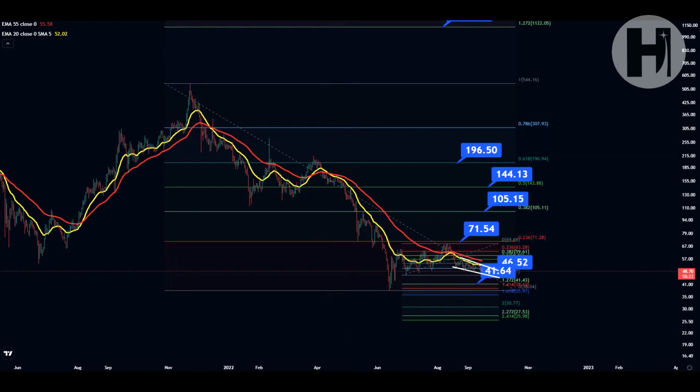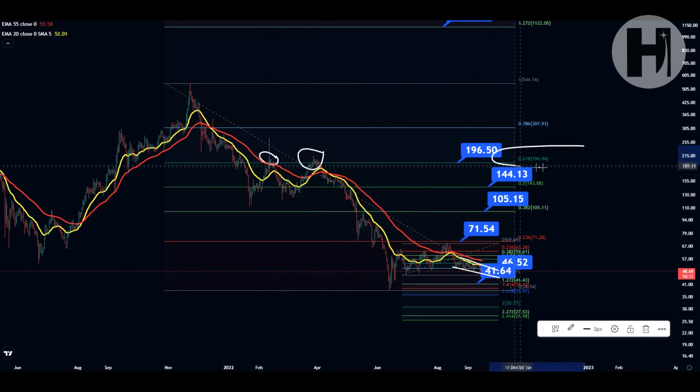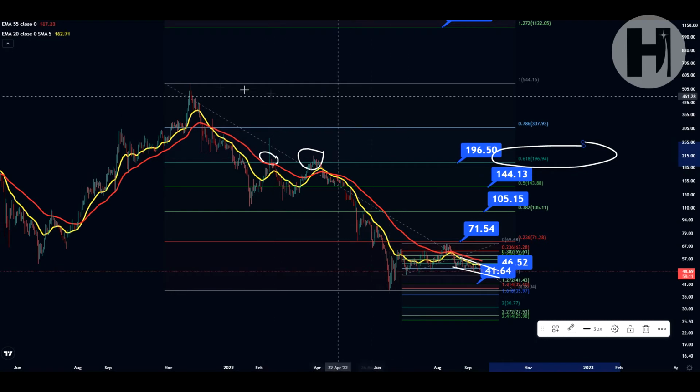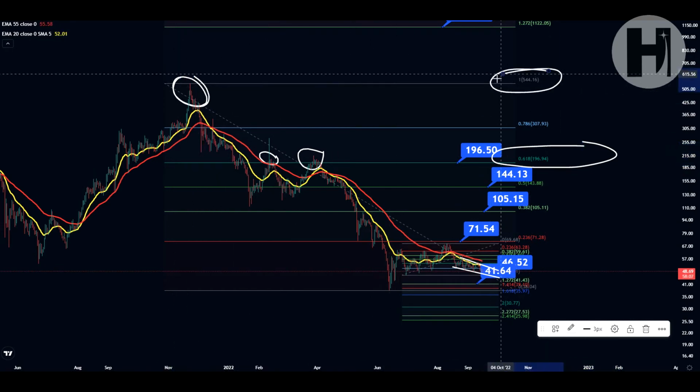Here, as you can see, you have been running into the golden ratio twice. So this level is going to be of great importance for us, $196 or $197. We have to break through that level if we want to start retracing to this high over here at $544.